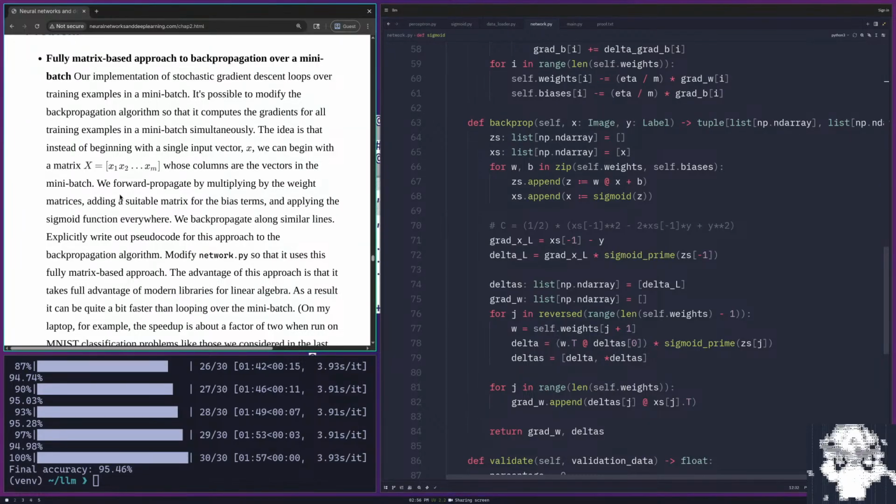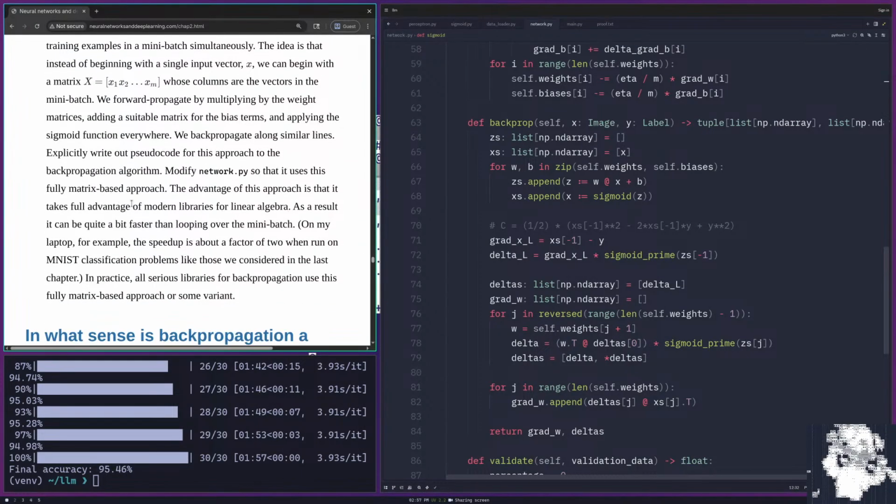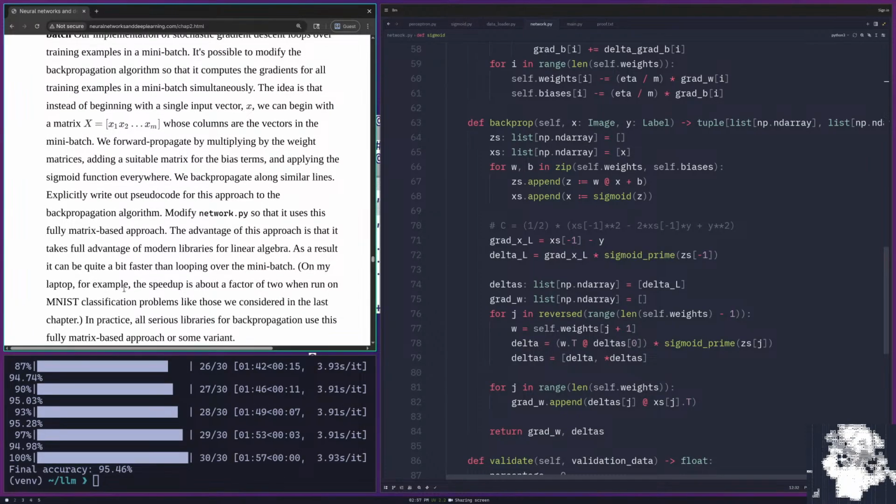Okay, we backpropagate along similar lines. Explicitly write out pseudocode for this approach to the backpropagation algorithm, modify network.py so that it uses this fully matrix-based approach. The advantage of this approach is that it takes full advantage of modern libraries for linear algebra. As a result, it can be quite a bit faster than looping over the mini-batch. On my laptop, for example, the speedup is about a factor of 2 when run on the MNIST classification problems like those we considered in the last chapter. In practice, all serious libraries for backpropagation use this fully matrix-based approach or some variant.